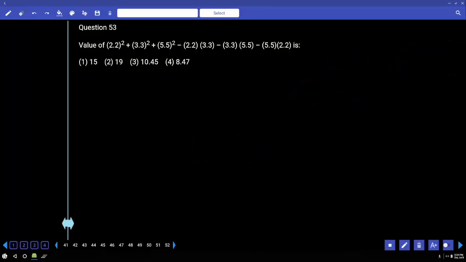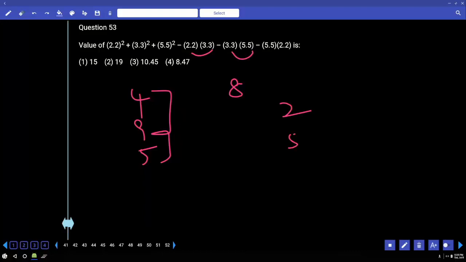This is 4, unit digit 4, 9, 5, means 8, isn't it? 8 minus 6, 2, 2 minus 5, 7, 7 minus 0, option 4 is the correct answer.